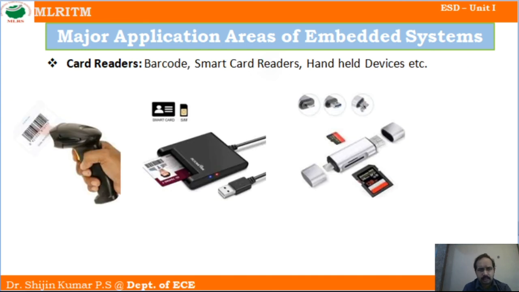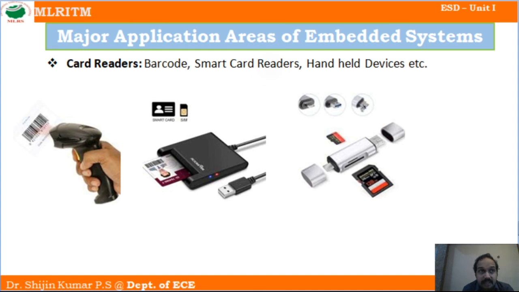Then the last one is card readers and scanners. Barcode scanners send a laser beam and find the barcode. If you go to a shopping mall or D-Mart, you can see that when you take a product, they simply put it to a laser scanner. There is no need to enter the amount every time, it is entered automatically into the system. Then smart card readers are there, like the employee card.